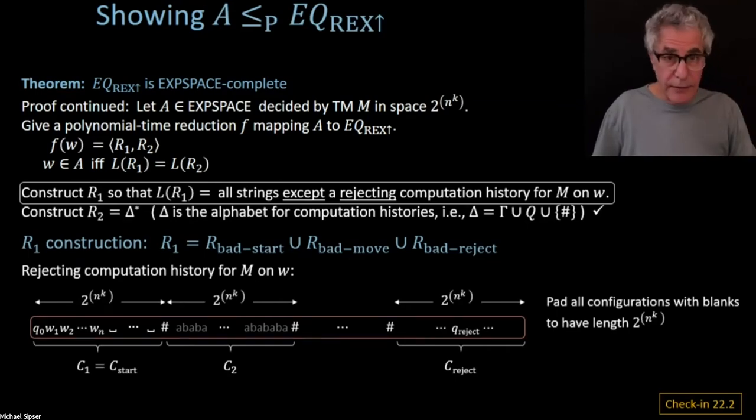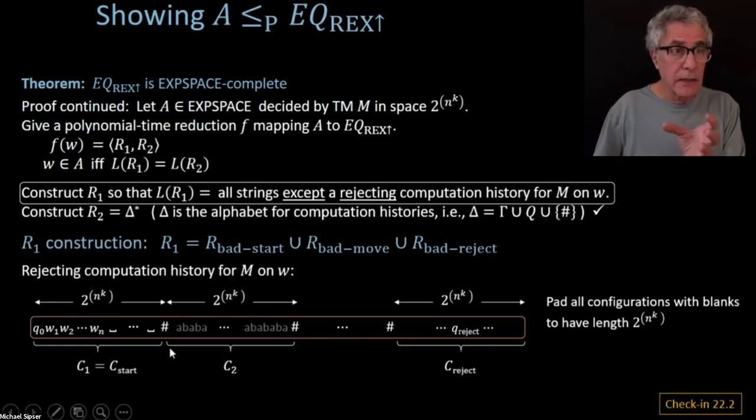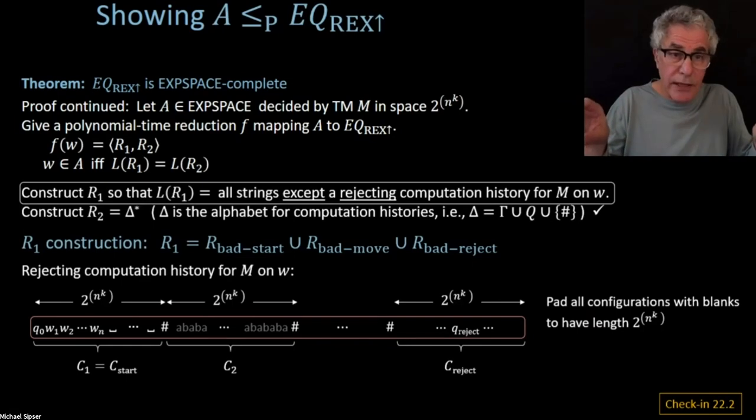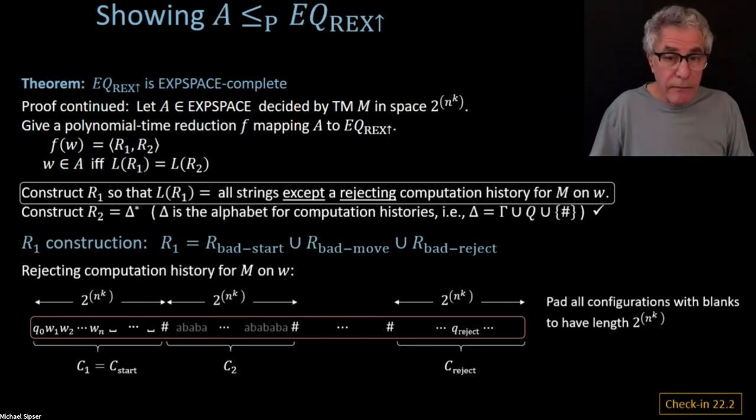We're all deterministic, correct? Why do we need the padding? Because I want to make all of these configurations the same size. That's going to help me later in terms of describing the invalid configurations, the ones that are not legal rejecting configurations. So it's just a matter of convenience, but just accept it for now. I just want all of those configurations to be the same length in my rejecting computation history. I'm just encoding that rejecting computation history in this particular way.